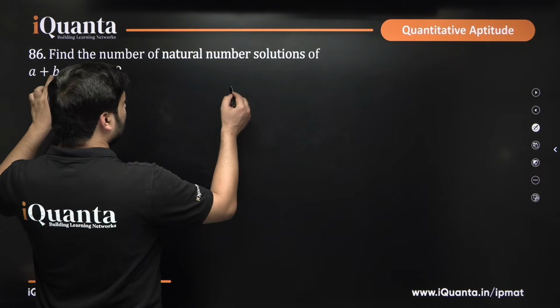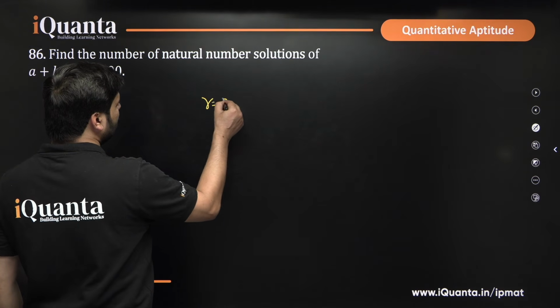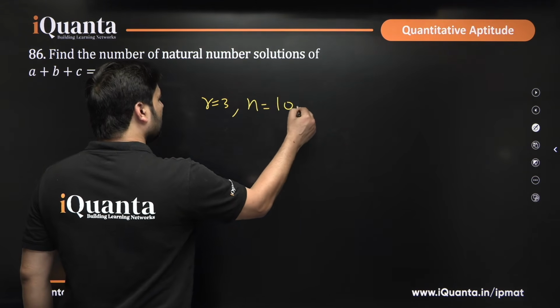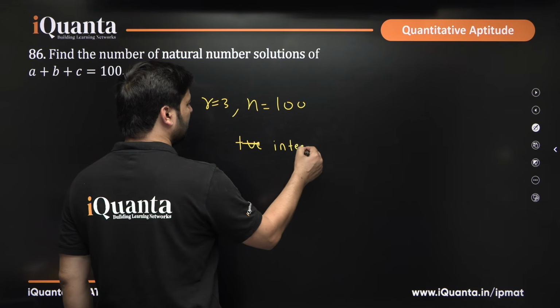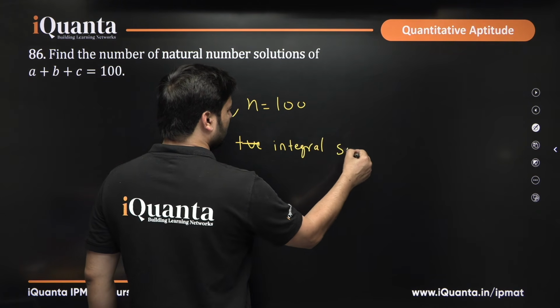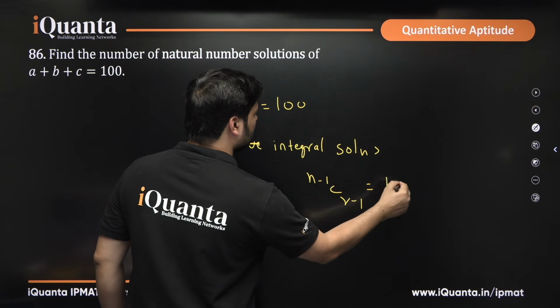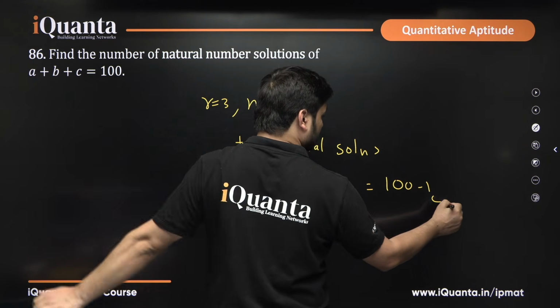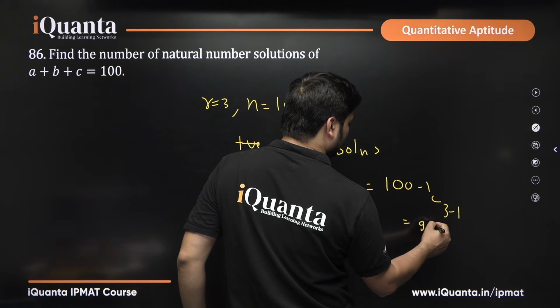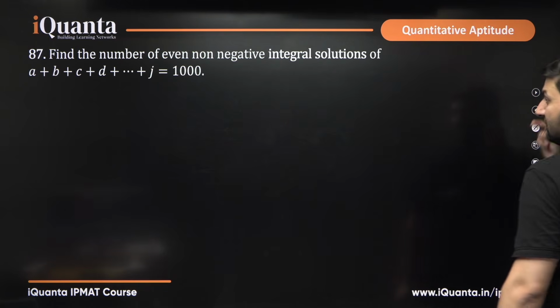So, yes, because the first positive integer is 1. So, r will be 3, n will be 100. Positive integer solutions or integral solutions is n minus 1 c r minus 1. That means 100 minus 1 c, 3 terms are being added, so 3 minus 1, that means 99 c2. Now, you can apply n into n minus 1 by 2 on this and find out the answer.